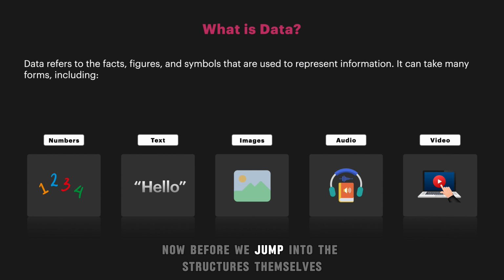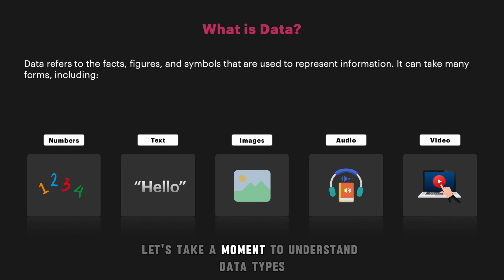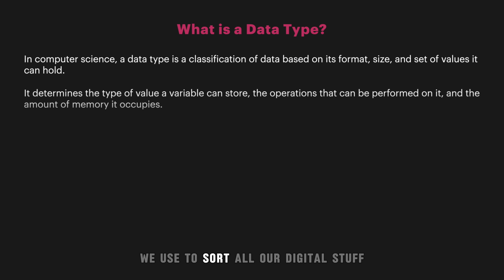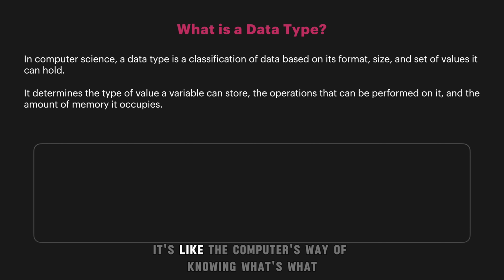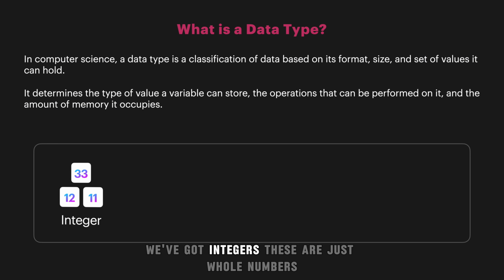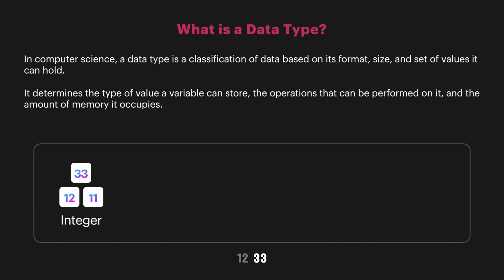Now, before we jump into the structures themselves, let's take a moment to understand data types. Think of them like different boxes we use to sort all our digital stuff. It's like the computer's way of knowing what's what. So, what kinds of boxes do we have? Well, first up, we've got integers. These are just whole numbers, like 11, 12, 33. No fractions or decimals here.